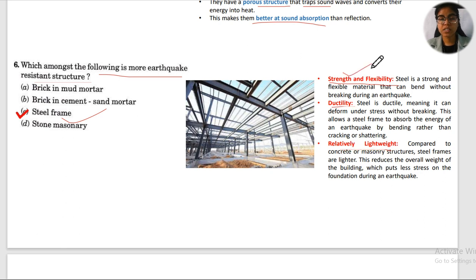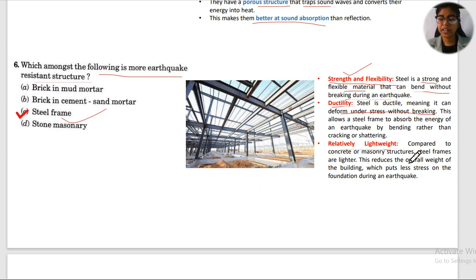When we talk about its strength and flexibility, as we know it is a strong and flexible material that can bend without breaking. It can bend at the time of earthquake. Also it is ductile. It means that it can deform under stress without breaking. That's why it will withstand earthquakes.